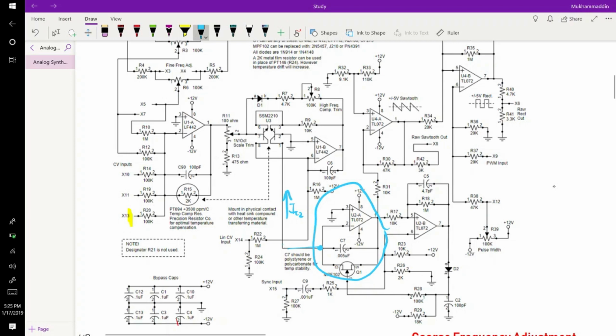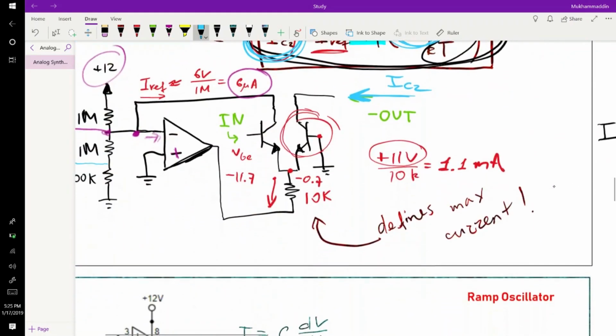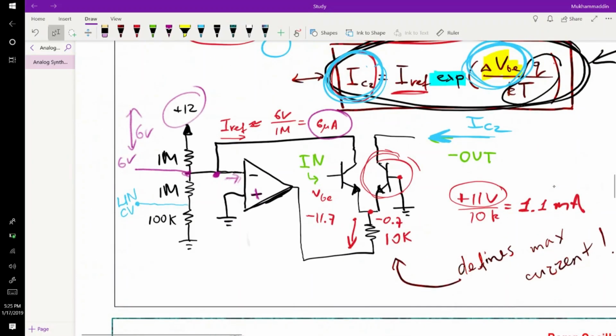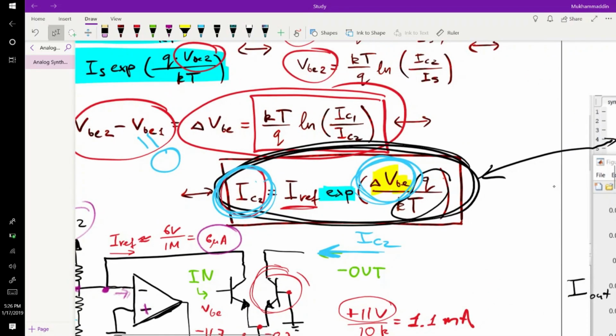Before we go there, I realized I forgot something. It is this linear CV input. Let me make a quick comment about that. I actually put it here, but didn't comment on that. So if you look again at the formula, by linearly changing delta VBE, you'll be exponentially changing IC2, but if you change I reference, then, by linearly changing I reference, you'll be linearly changing IC2.